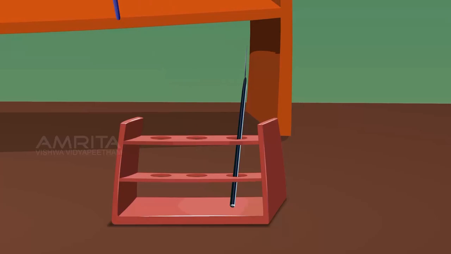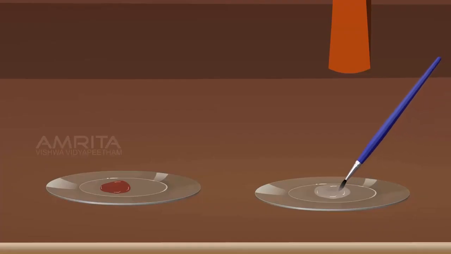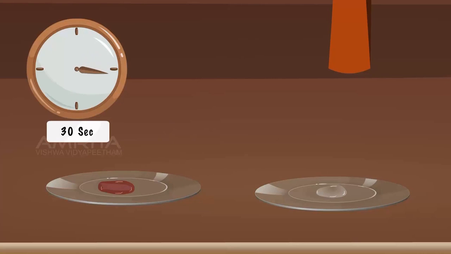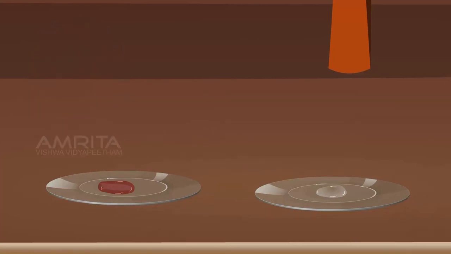Using a brush, transfer the peel into the watch glass containing saffron in solution. Keep the epidermis for 30 seconds in the saffron in solution so the peel can become stained. Using the brush, take the peel from the saffron in solution and put it into the watch glass containing distilled water.